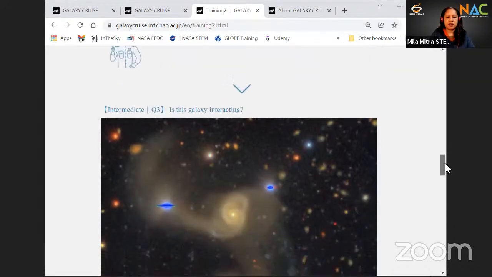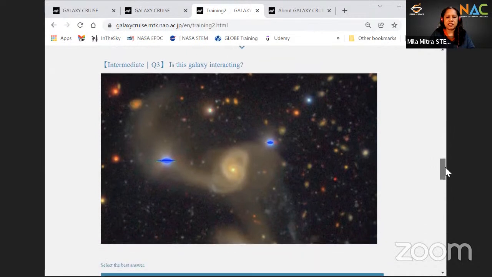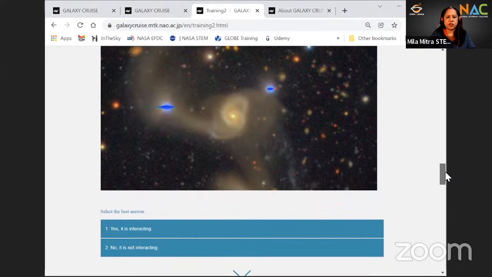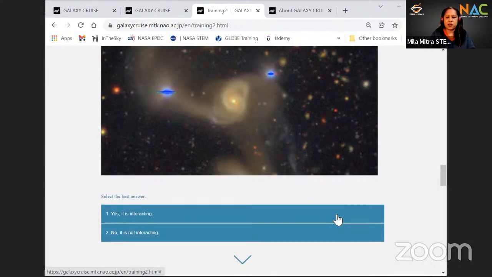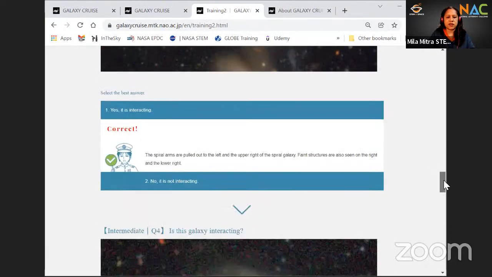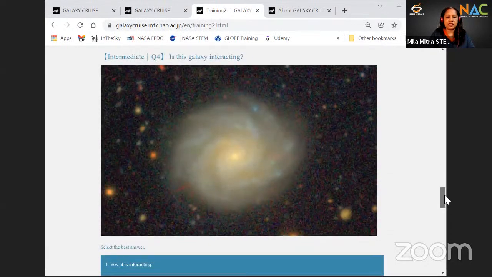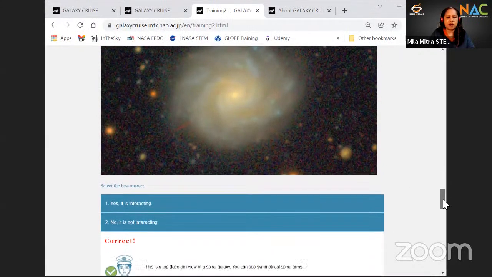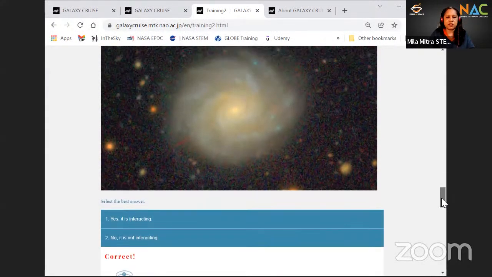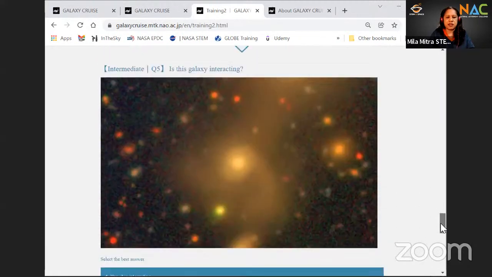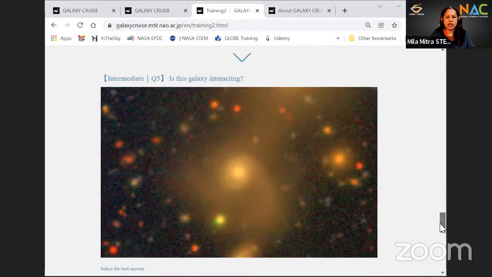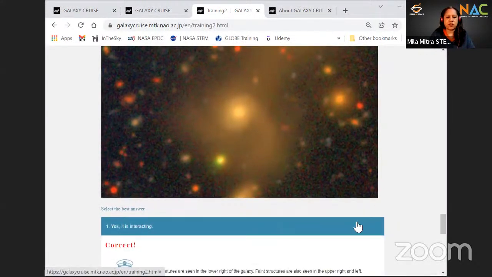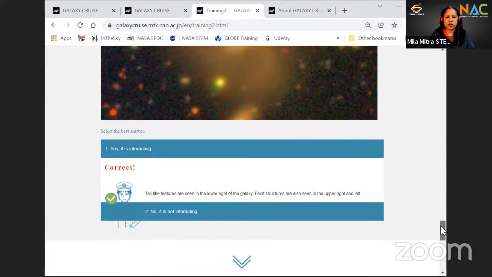Now, number 3, is this galaxy interacting? Again, it looks like it is because there are tail-like structures. So we are going to say, yes, it is interacting. Finally, is this galaxy interacting? Maybe it's not. So I'm going to say it's not interacting. It's a top view of a spiral galaxy. Last one. Is this galaxy interacting? Again, it looks like it is. It's got some kind of structure that's pulled out and it looks stretched.